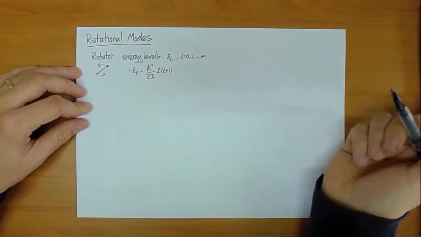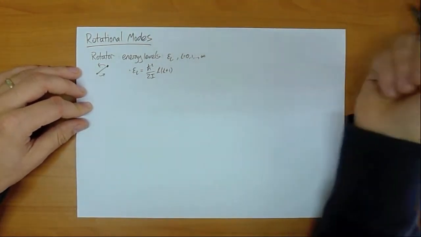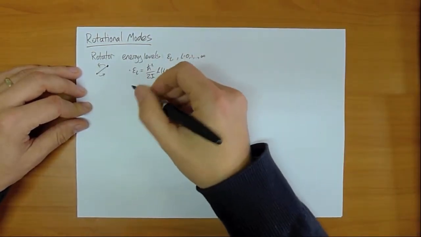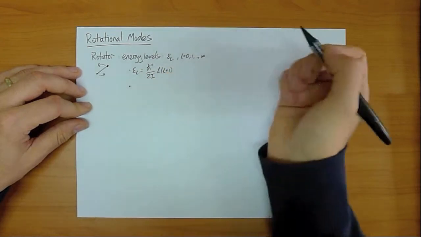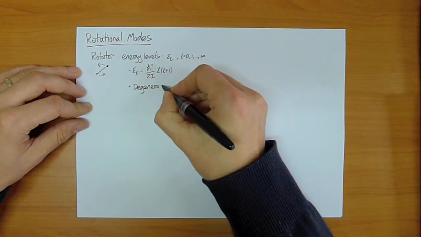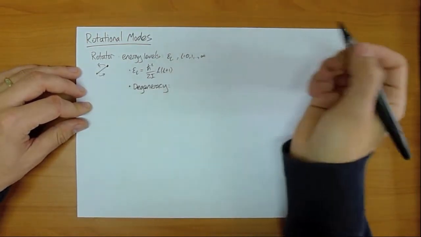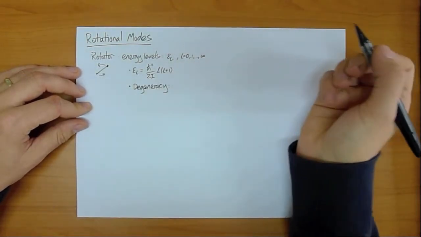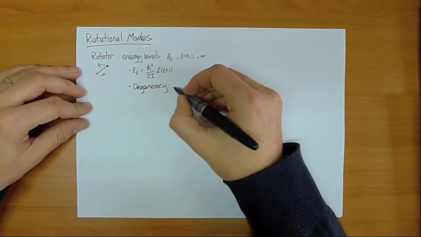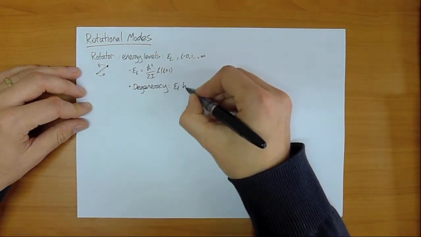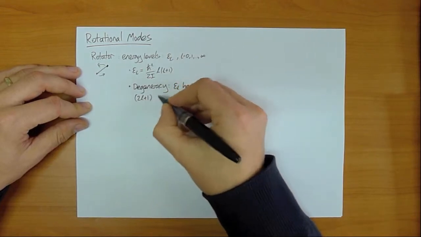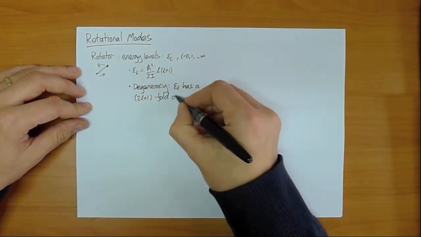Now, an important point about the rotator energy levels is that they are degenerate. This means that for each value of L you have more than one possible level. In particular, the degeneracy is such that the energy level epsilon L has 2L plus 1 levels associated with it, a 2L plus 1 fold degeneracy.